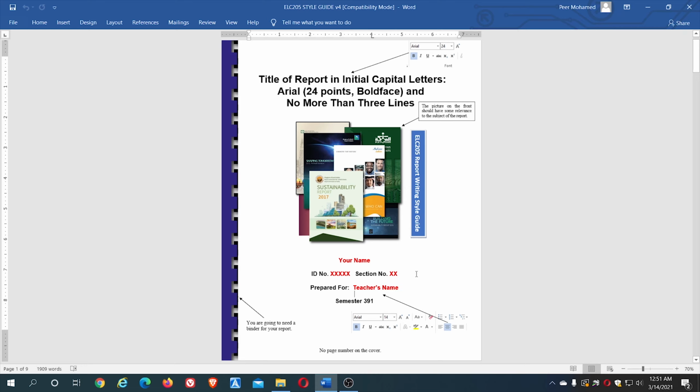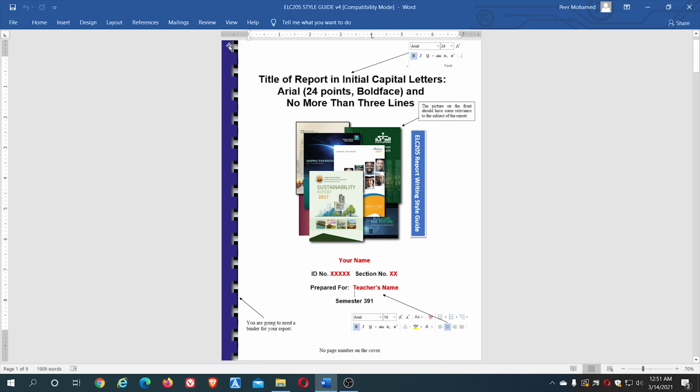So these details are very important because you must specifically mention who is the writer and to whom you are writing and what is your ID number and what is your section number. I hope you know that. Then come down, in the first cover page there should not be any number. Don't put any number for the cover page. It is convention not to mention any number on the front cover page.